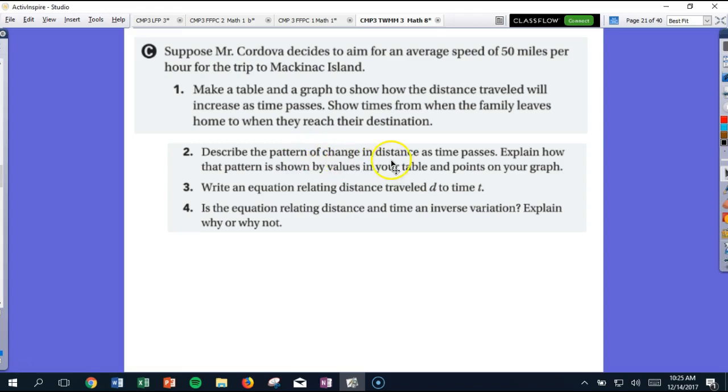Describe the pattern of change in distance as time passes. Explain how that pattern is shown by values in your table and points on your graph, and then write another equation relating distance traveled d to time t.